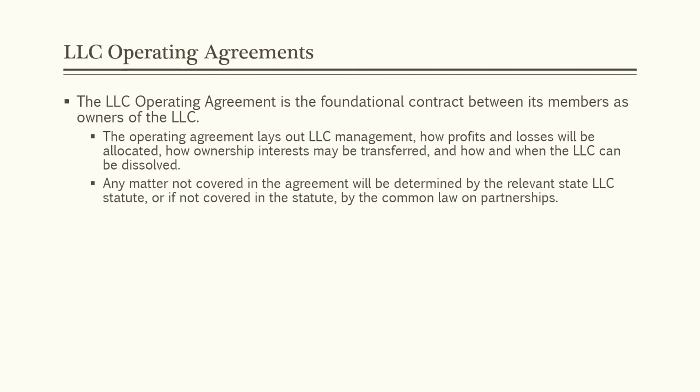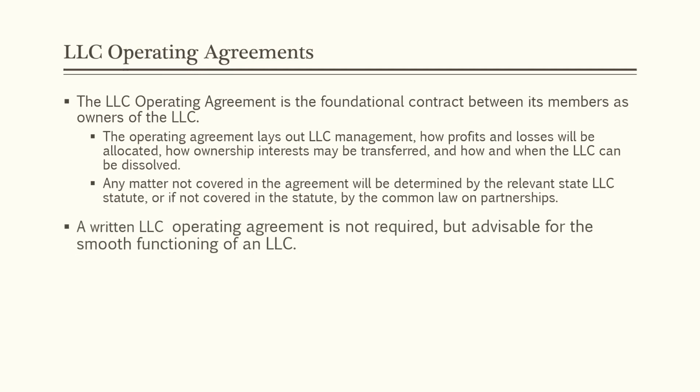The LLC operating agreement is the foundational contract between its members as owners of the LLC. The operating agreement lays out LLC management, how profits and losses will be allocated, how ownership interests may be transferred, and how and when the LLC can be dissolved. Any matter not covered in the agreement will be determined by the relevant LLC state statute, or if not covered in the statute, by the common law of partnerships.